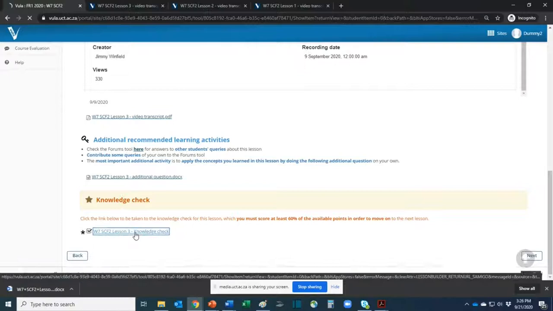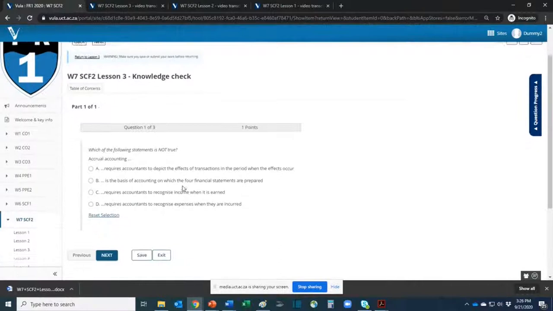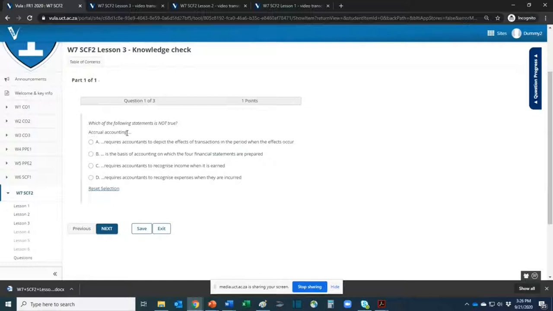She begins the assessment. Here's a multiple choice. Which of the following statements is not true? One of those painful not questions. Accrual accounting. Well, does it require accountants to depict the effects of transactions in the period when the effects occur? I think so, but this is a not true one. You know what? I think maybe I'll go for this. So she answers B there.